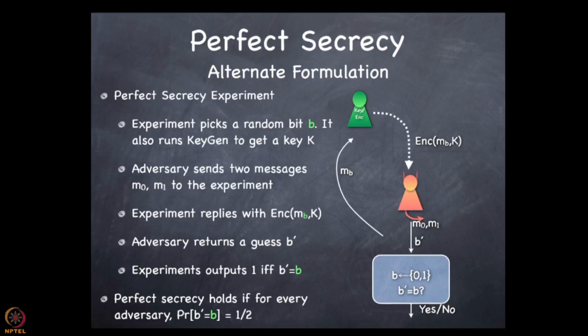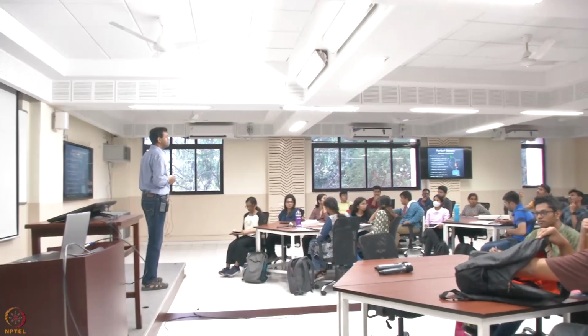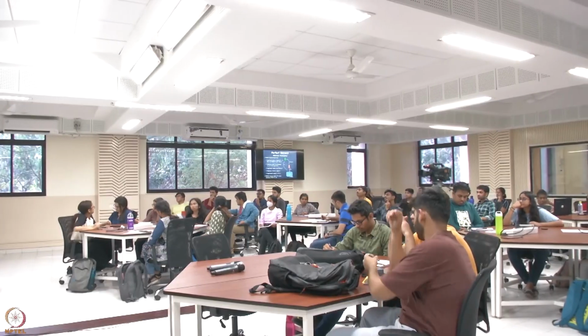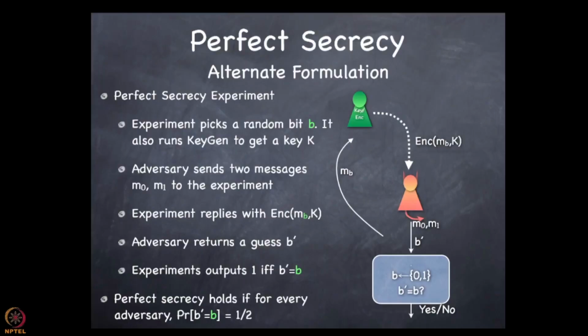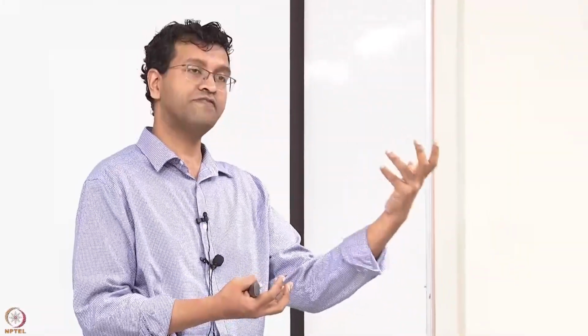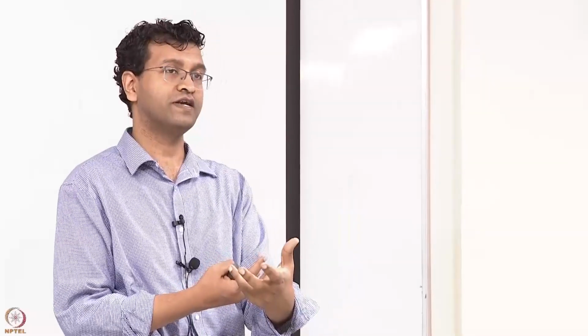What does it mean that the experiment implies the adversary with encryption? That's how I'm defining the experiment. The adversary can send me a pair of messages. I'll pick one of them, I as the experimenter, encrypt it using this key that I already picked, and give it to the adversary. So the adversary knows M0, M1, it picked them itself, it got a ciphertext, and it's trying to guess if the ciphertext is for M0 or for M1.